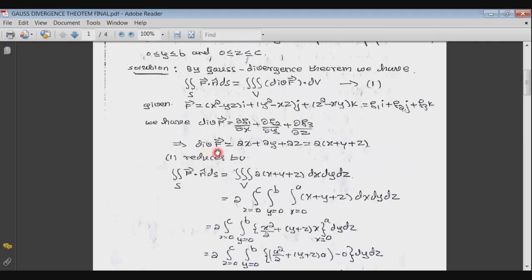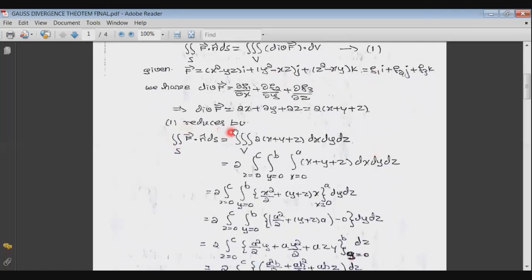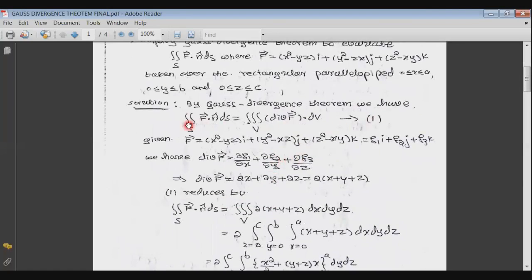Now, if we calculate divergence of f bar, differentiating the first component with respect to x gives 2x, and the other term is 0. Differentiating the second component with respect to y gives 2y, and the derivative of the third component with respect to z is 2z. Taking 2 common, it will be 2 times x plus y plus z. Now, equation 1 reduces to that. Equation 1 is nothing but the statement of the Gauss divergence theorem.